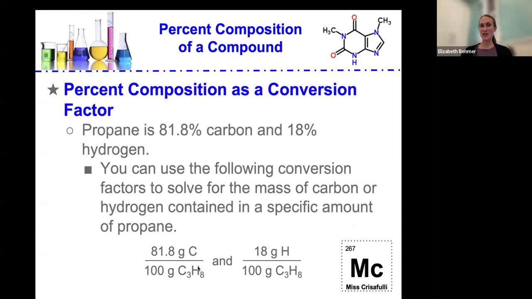Percent composition as a conversion factor. So propane is 81.8% carbon and 18% hydrogen. We just figured that out from our last practice problem. You can use the following conversion factors to solve for the mass of carbon or hydrogen contained in a specific amount of propane. So these conversion factors: 81.8 grams of carbon for 100 grams of propane, and 18 grams of hydrogen for 100 grams of propane.